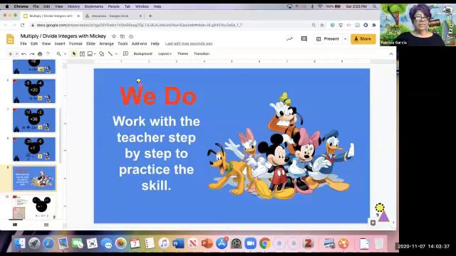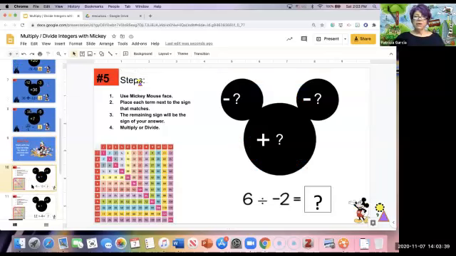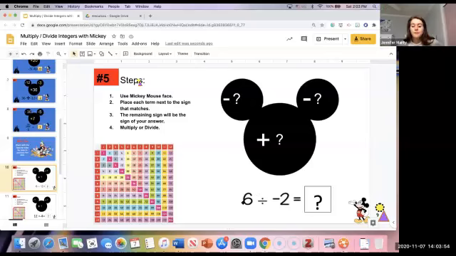So I'm going to call on somebody, and to help you, you can use your worksheet now. You can open that up. You have your times tables if you get stuck. So I'm going to ask for help. Jennifer, would you like to help me out with this one? Where would I put the 6? 6 you'd put in Mickey's face.